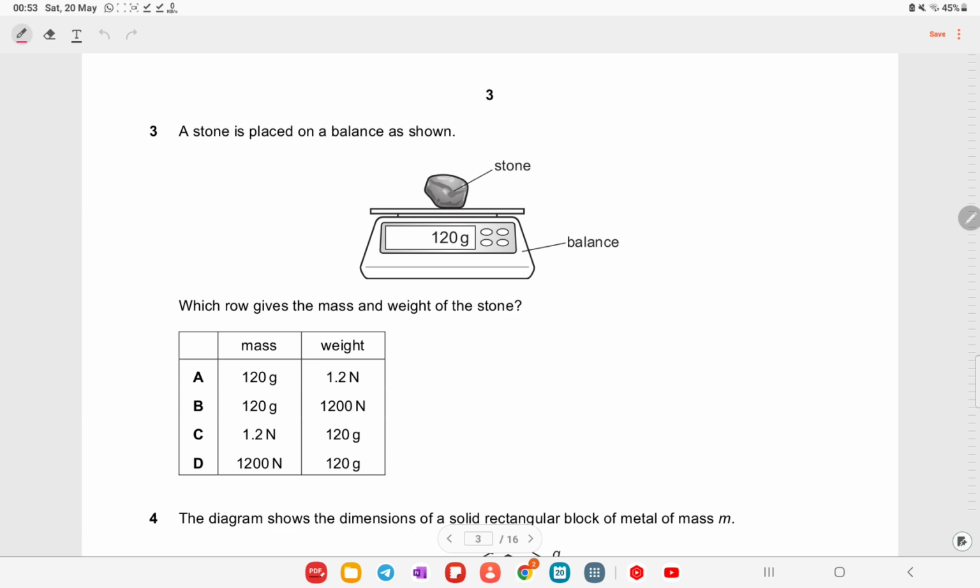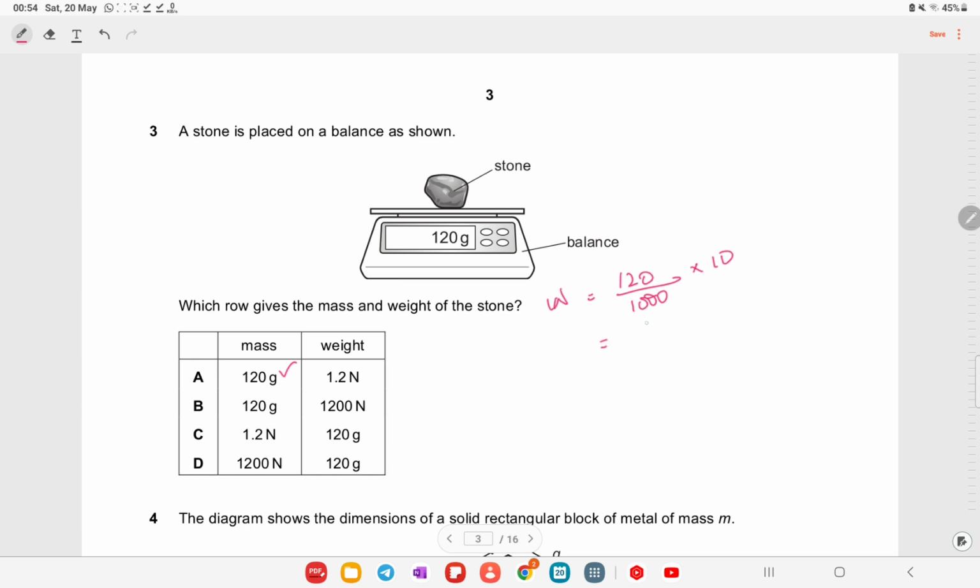A stone is placed on a balance as shown. Which row gives the mass and weight of the stone? So mass is going to be 120, and weight is going to be, okay, how you are going to solve this question is basically 120 is going to be divided by 1000, and then you have to multiply by 10 to get your weight. So mass is going to be 120.